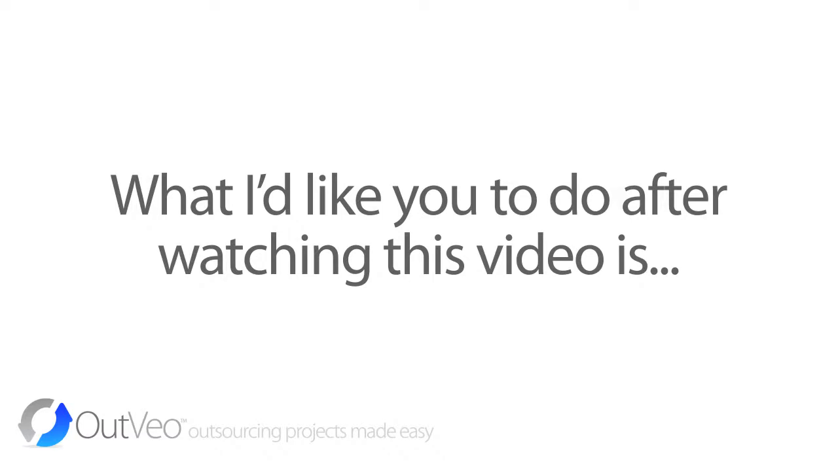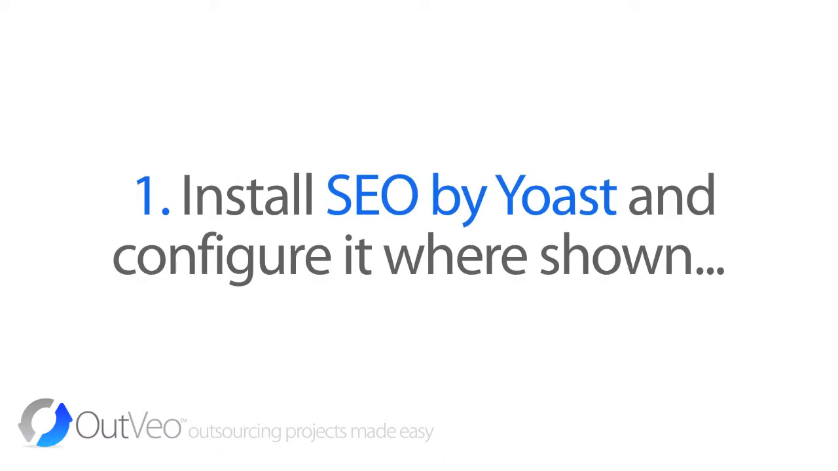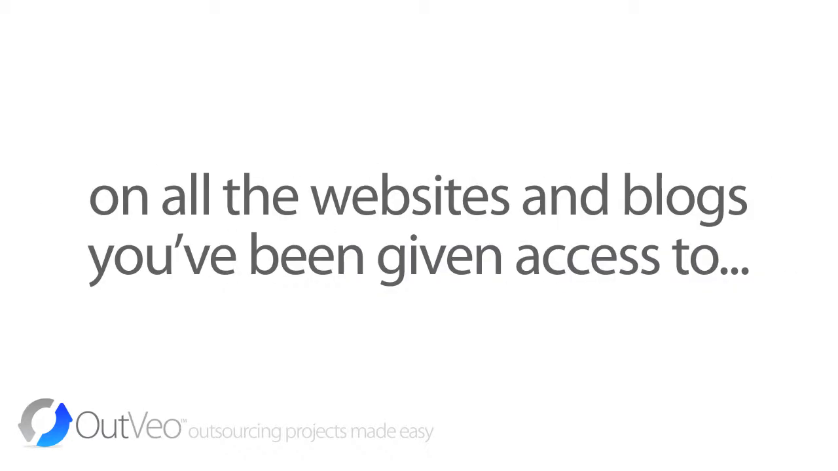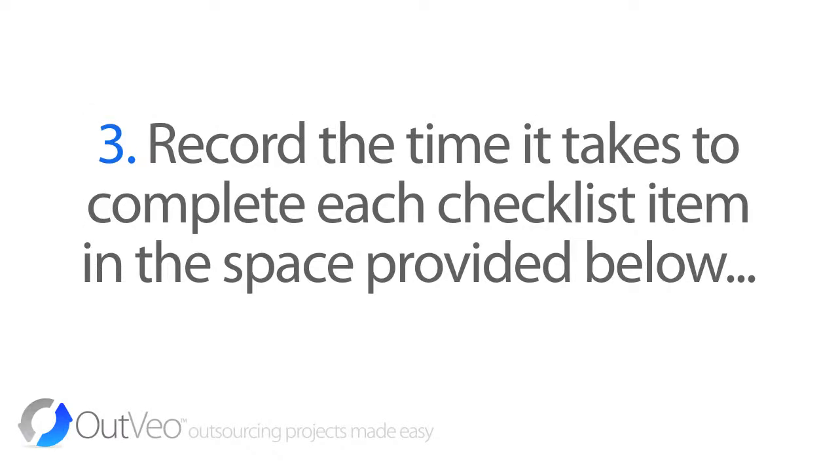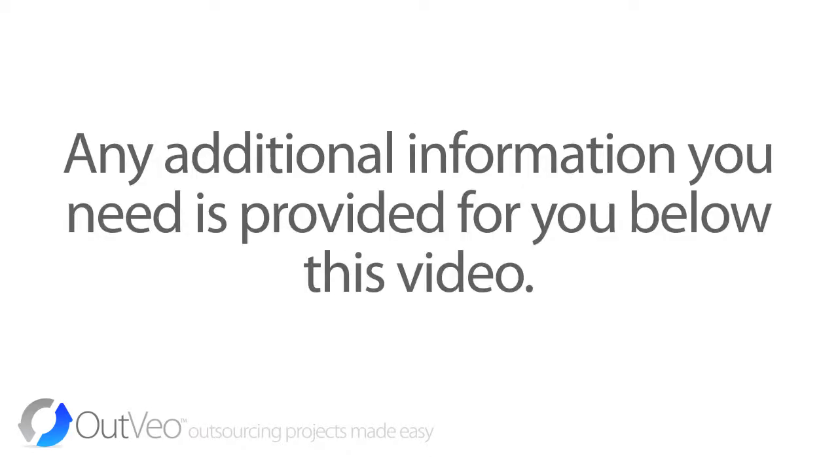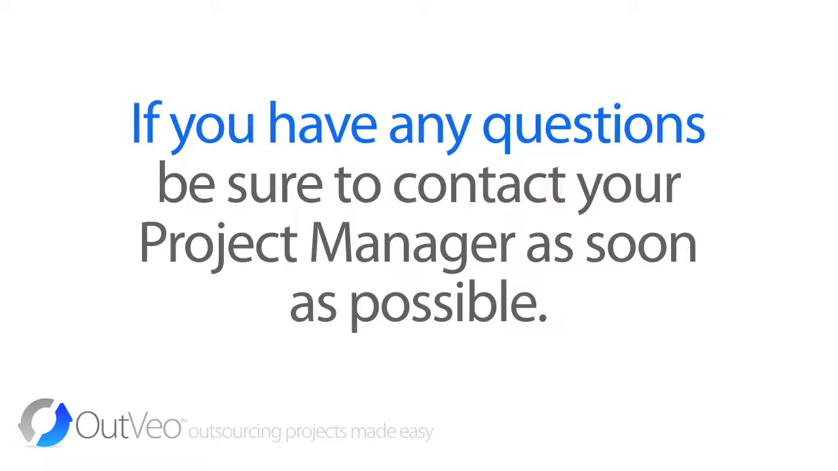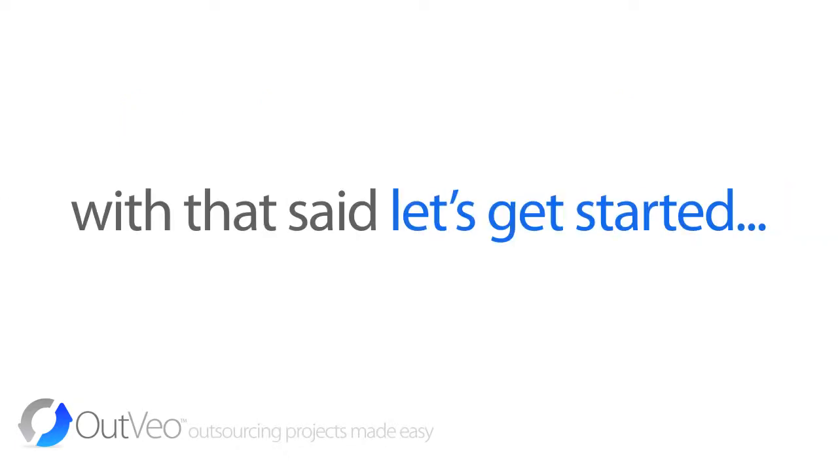What I'd like you to do after watching this video is, number one, install SEO by Yoast and configure it where shown on all the websites and blogs you've been given access to. Number two, complete the checklist below this video. And finally, number three, record the time it takes to complete each checklist item in the space provided below. Any additional information you need is provided for you below this video. If you have any questions, be sure to contact your project manager as soon as possible. With that said, let's get started.